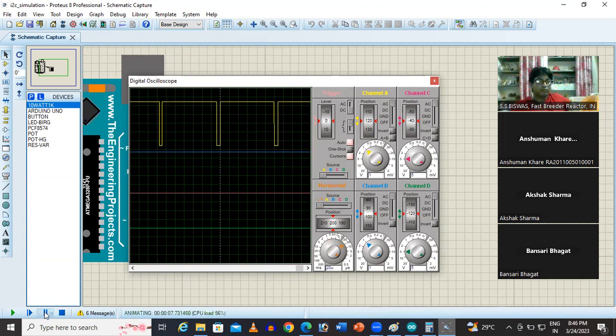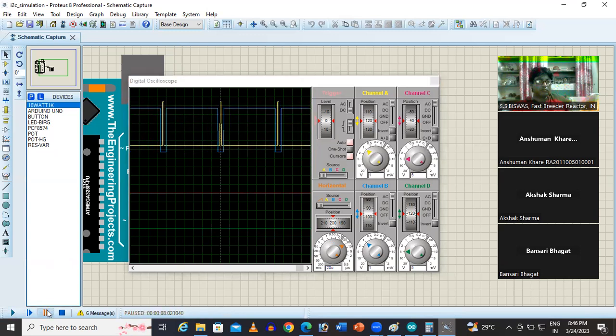At some 2-3 instants we will pause. You see, there is a significant gap in between. Both the switches are not on together. Here also you see nothing. Here also you see the significant gap is there.